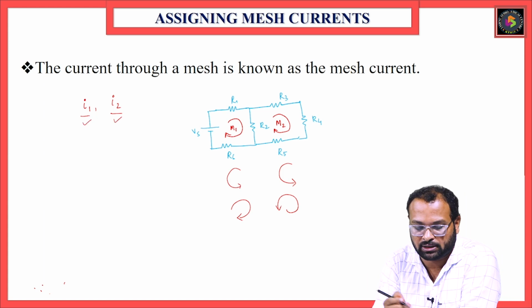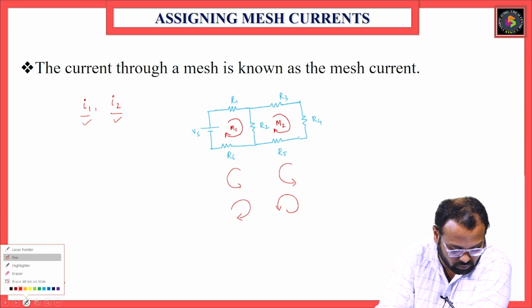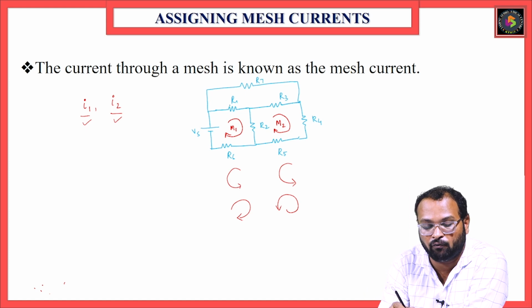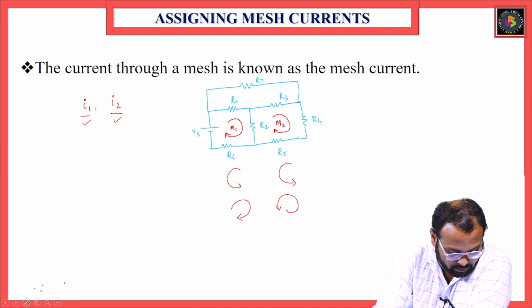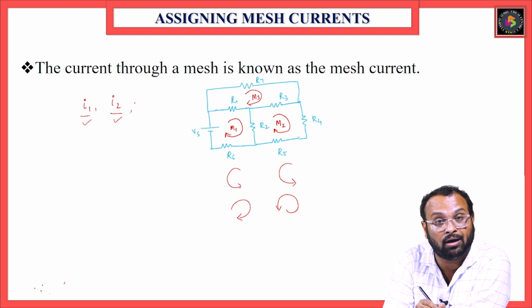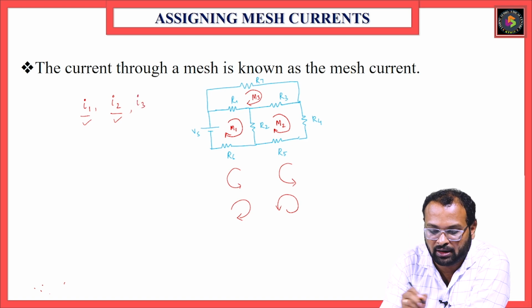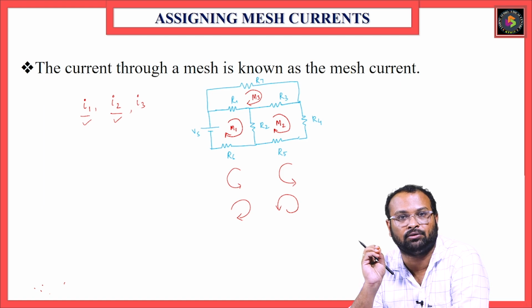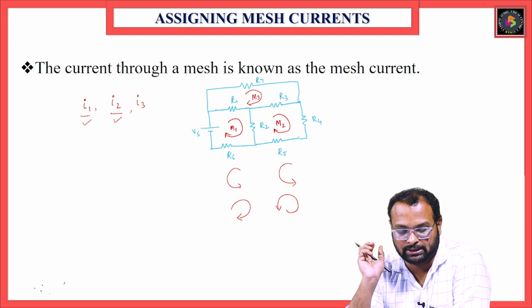Suppose I have three meshes. Suppose I add one more element to this circuit, say R7. Then it will form one more loop, that means one more mesh. That will become mesh 3. And I will take one more current, I3, in clockwise direction. You can take any direction, but here I am considering the clockwise direction for the examples.